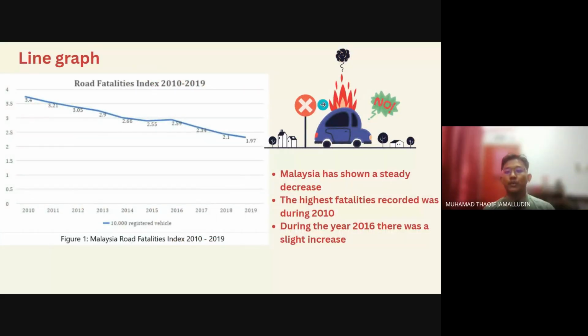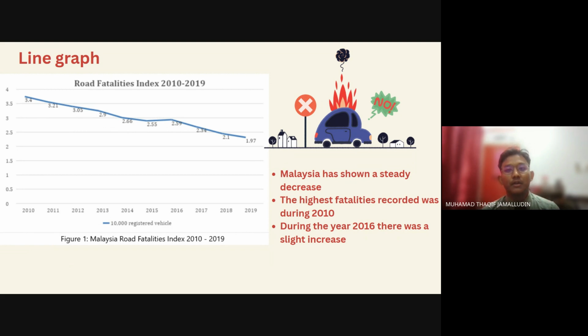So we're going to go to our research. The graph that we chose is a line graph. As you can see, it is the road fatality index from 2010 to 2019. From this graph, what we can get is that Malaysia has shown a steady decrease from 2010 until 2019, starting at 3.4 and decreasing to 1.97. The highest fatalities recorded was during 2010, which is 3.4 for the index. And during the year 2016, there was a slight increase from 2015, from 2.55 to 2.59.